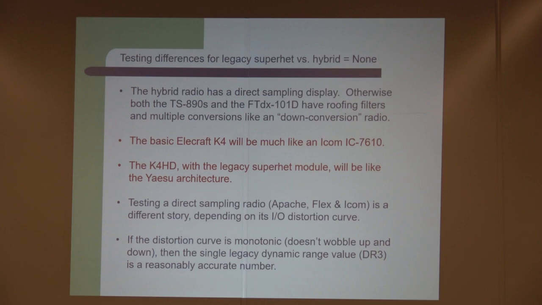The direct sampling radios, though, don't necessarily have the same distortion curve. And we can make a measurement for dynamic range, and it's one data point. But really, when you're looking at direct sampling, it's really helpful to make a measurement of input test level versus the distortion and make a graph, or at least mentally look at the data, because they're just not the same. And this is just the way the ADCs work: each ADC has its own little distortion curve, and so every radio is going to be slightly different.